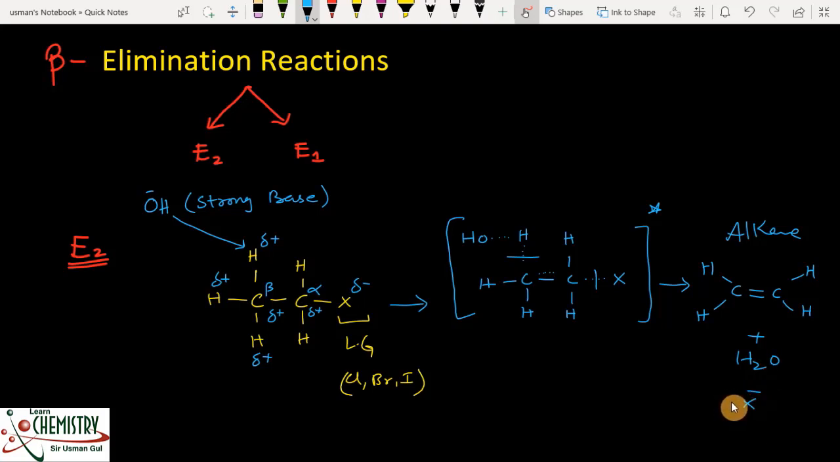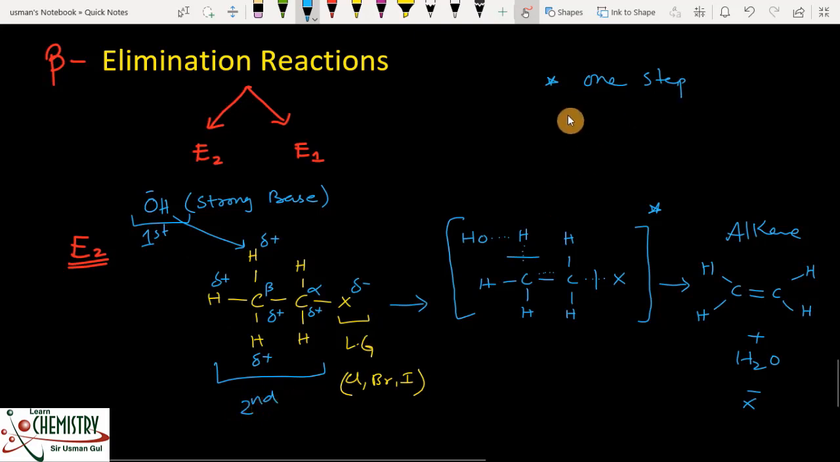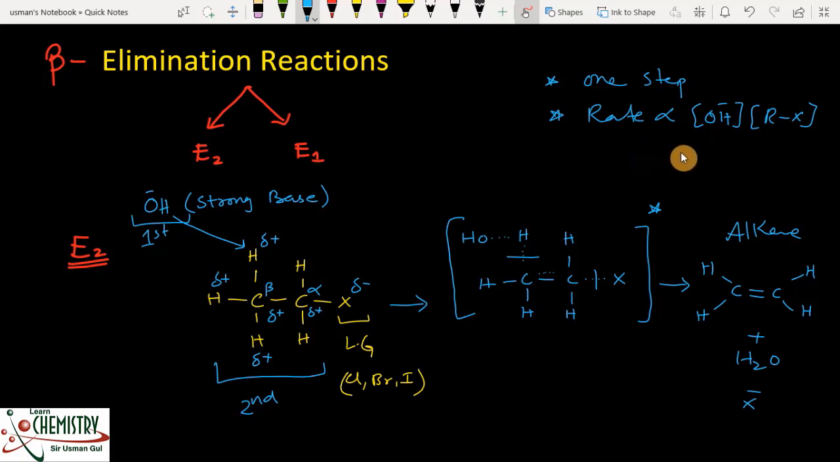Now if I talk about the type of this reaction, as we know this is only a single-step reaction, and there are two molecules involved in the whole reaction. The first is the base molecule and the second is the alkyl halide. So the rate law will be written this way: the rate will be directly proportional to the concentration of the base and the concentration of the alkyl halide. With respect to this, the order of the reaction will be 2. That is the reason this is called the E2 reaction mechanism.